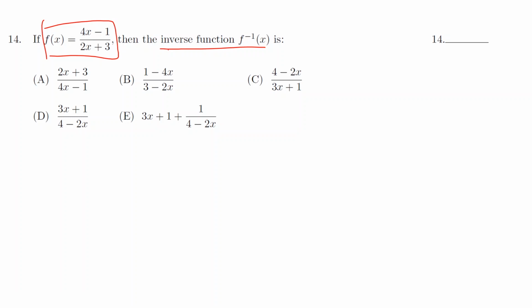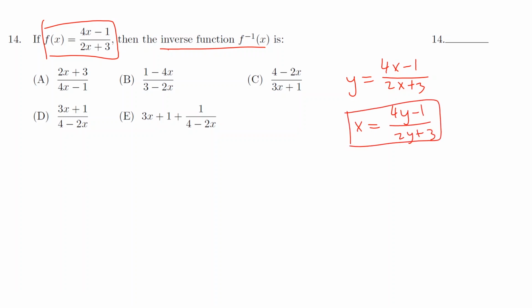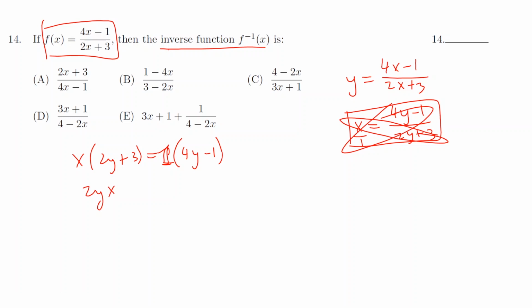The first step is to rewrite y equals 4x minus 1 over 2x plus 3. The second step is to flip x and y. So x equals 4y minus 1 over 2y plus 3. What then you would do is say that x is really x over 1 and do the butterfly method. Butterfly method is just cross multiplication. So x times 2y plus 3 equals 1 times 4y minus 1. So 2yx plus 3x equals 4y minus 1.